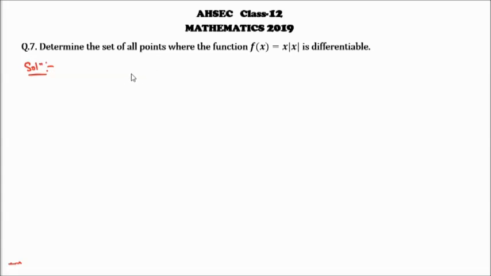We have the function f of x. So let us write it down this way. We have x mod x. So I can write this function as x square if x is greater or equal to 0, and this is minus x square if x is strictly less than 0. I can write like this.